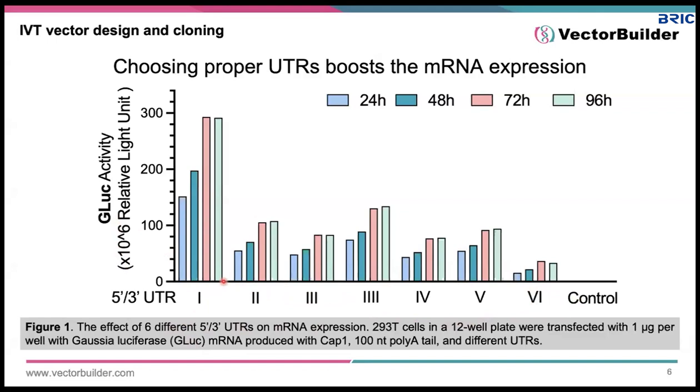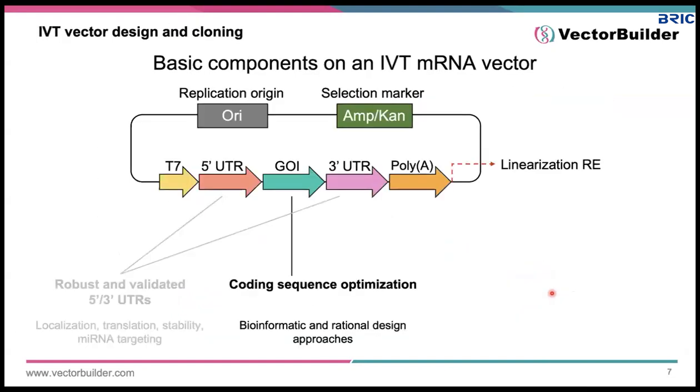mRNA. And when comparing the different function of the UTRs, we can look at the comparison between group 1 versus group 6. And you can see that the expression of GLuc activity is almost 10 times higher for the group 1 UTR compared to the group 6 UTR. So that really demonstrates the importance of using potent, robust UTRs to maximize the expression of the IVT mRNA.